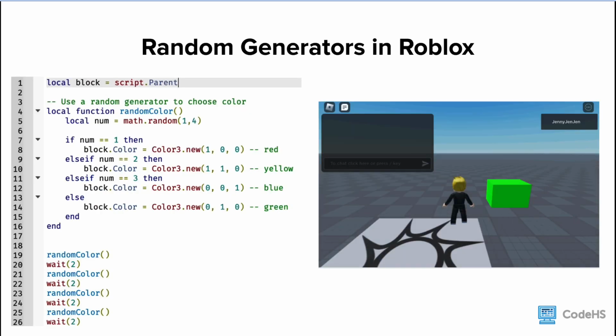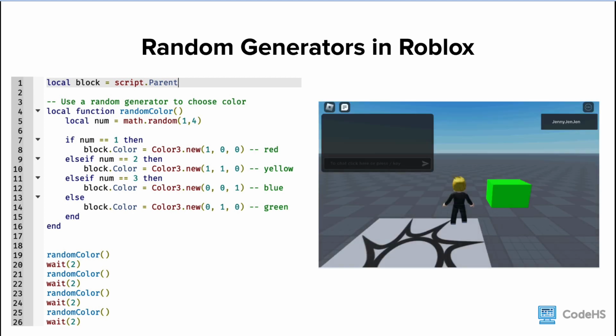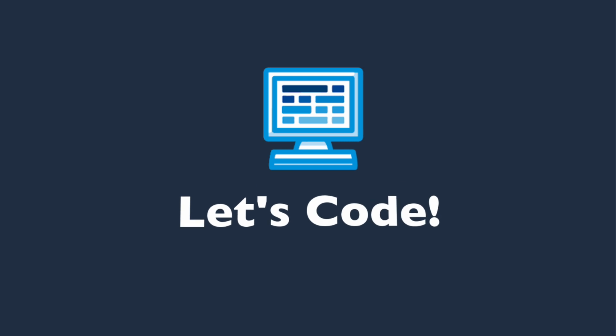Random generators can be used in Roblox to apply different colors, positions, or material of parts. In this program, a number is randomly chosen from 1 to 4. If 1 is chosen, then the block turns to red. If 2 is chosen, then the block is yellow. The function is called 4 times, so the block could potentially change color 4 times. All right, let's take a look at how we can use this within your programs.